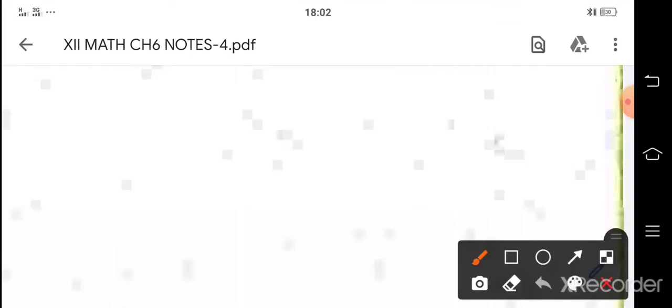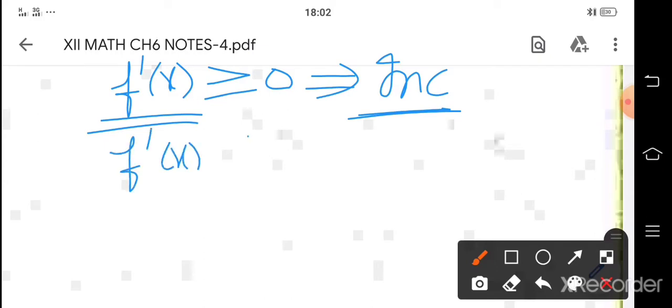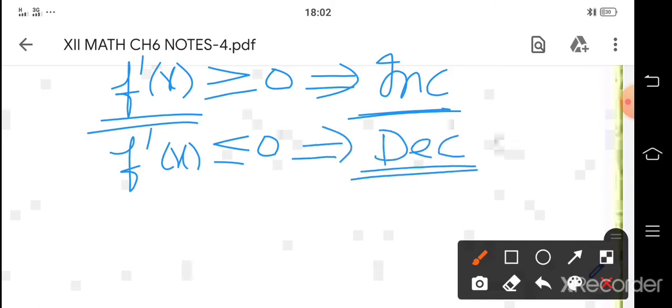To find the intervals of increasing and decreasing, first of all you should find f dash of x for the given curve. The very first step is the derivative of f of x, that is f dash of x. You take f dash of x greater than or equal to 0, find the values of x for which this is satisfied, and for all those values of x, f of x is increasing. Then if you take f dash of x less than or equal to 0 and find all the values of x in those intervals, you can say that f of x is decreasing.